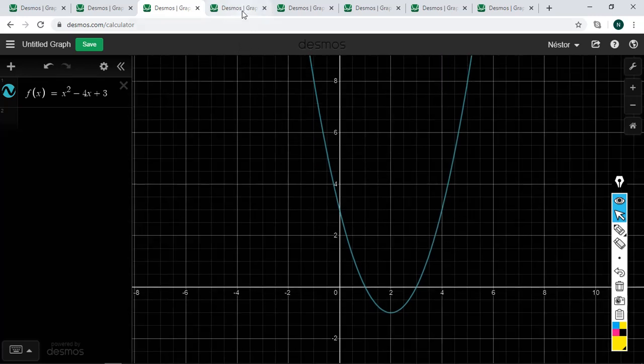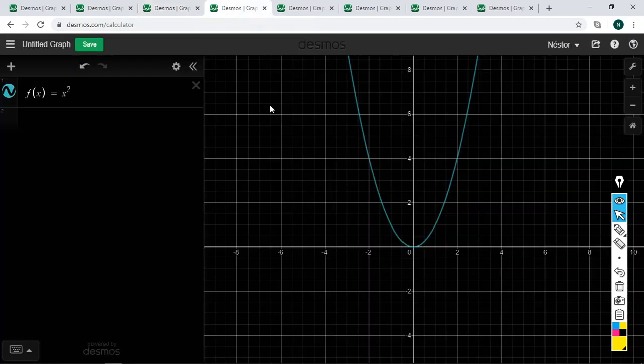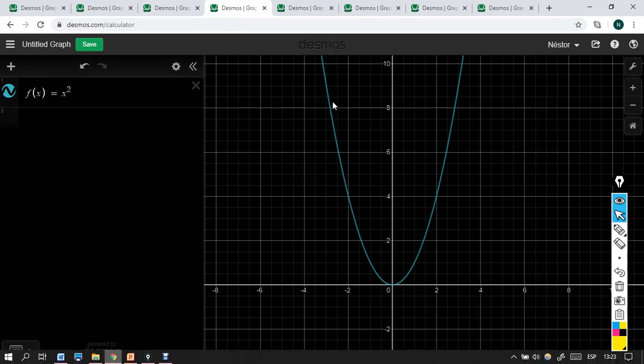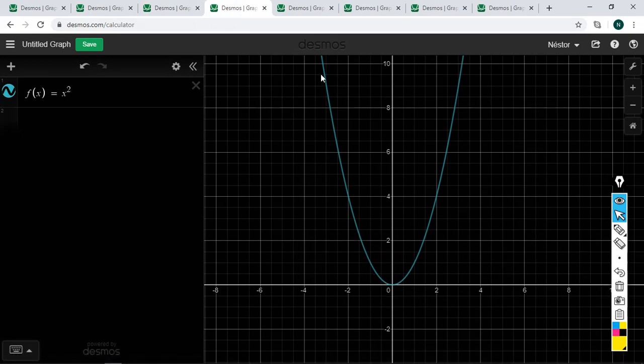Now let's go with the symmetries. Okay, look at this function. This is the y-axis, and look at this part on the left side of the y-axis and this other part on the right side. If this graph was on a sheet of paper and I could fold that sheet over the y-axis, this branch and this branch would coincide, and that means symmetry about the y-axis.